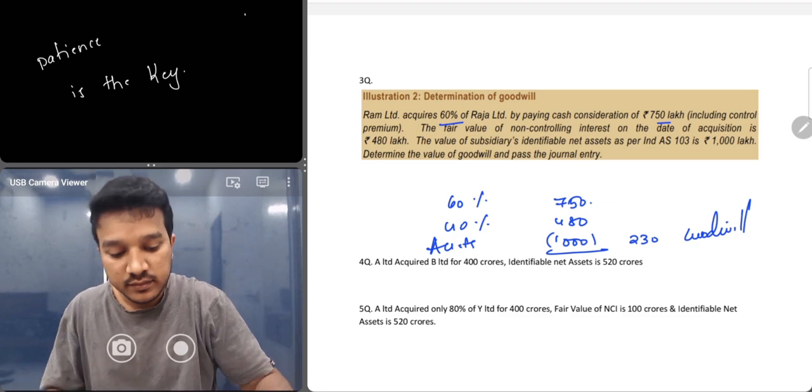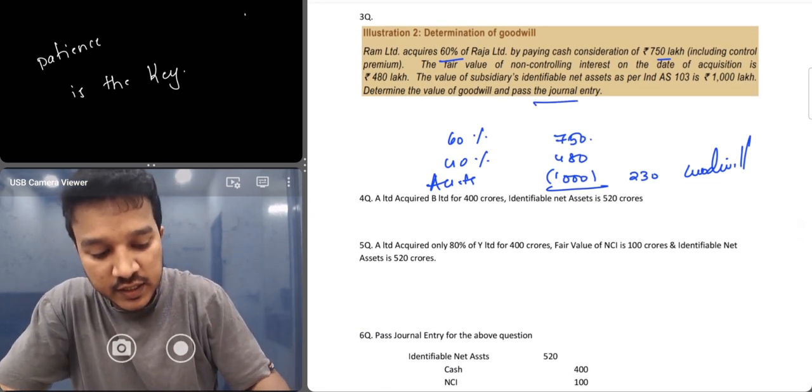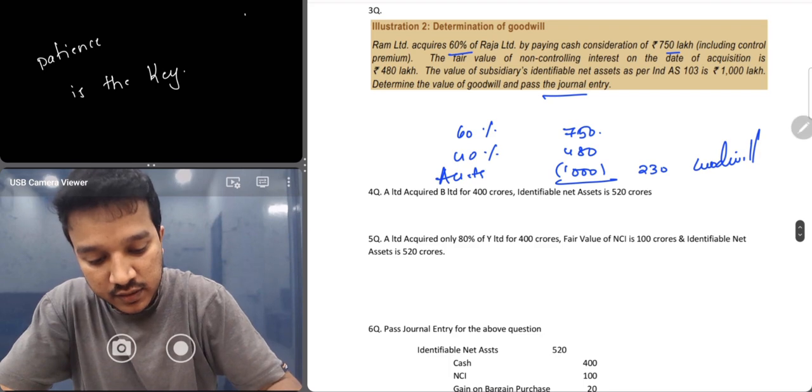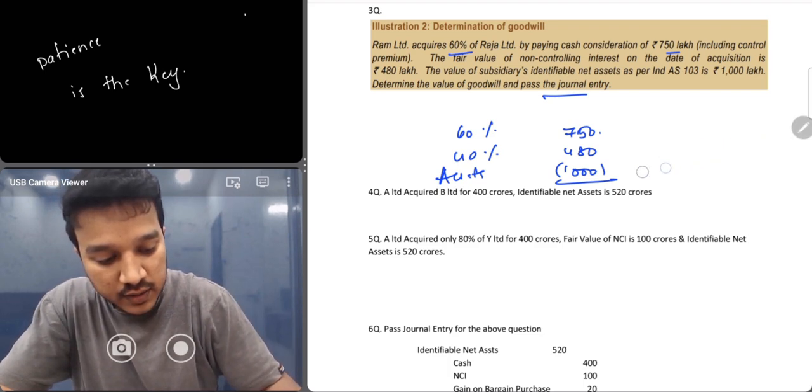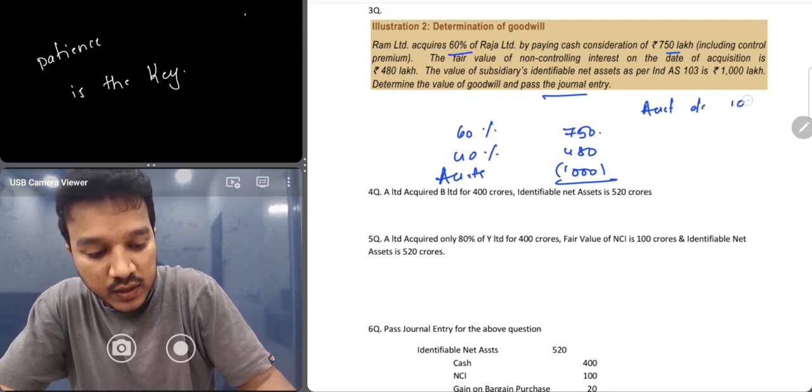Perfect. Chalo, A Limited acquired and also pass a journal entry. Let's try and pass a journal entry here. Okay, so simple है journal entry, कुछ भी नहीं. Assets account debit हो जाएगा, net identifiable assets account debit 1000.